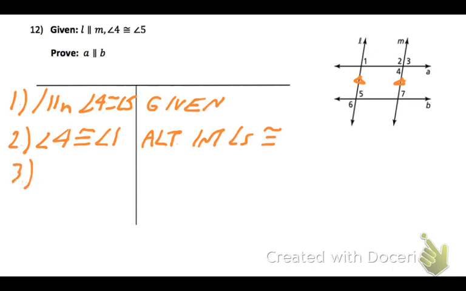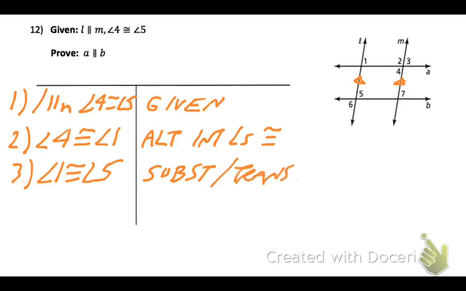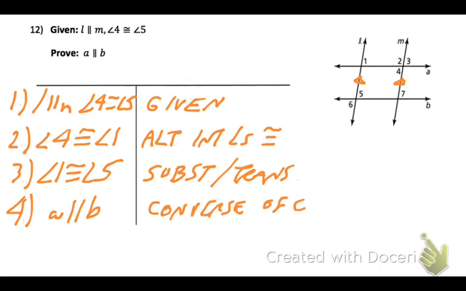Now, since 4 is congruent to 1 and 4 is congruent to 5, we can say that 1 is congruent to 5 by substitution or transitive property. And finally, step 4, since angle 1 is congruent to 5, that makes A parallel to B, and the reason for that is it is the converse of corresponding angles being congruent.